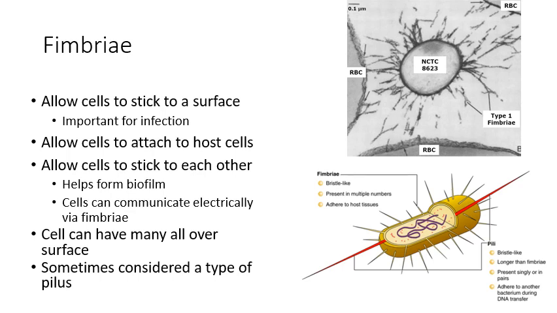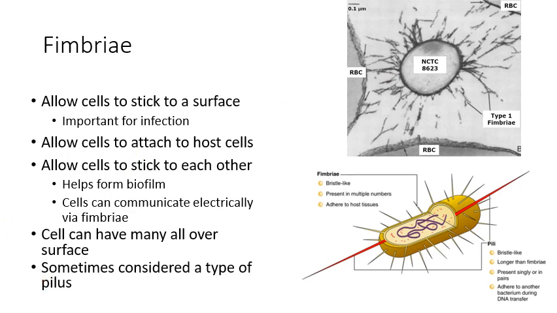Next we have fimbriae, which basically allow cells to stick to stuff. So that could be a surface, that could also be a host cell. In this image here, you have an E. coli cell that has fimbriae coming off of it. So all these little lines are fimbriae. And then it's surrounded by red blood cells on all sides. And it's actually using these fimbriae to attach to the red blood cells. So if the cell can't attach to its host, then it can't get inside the host, it can't cause disease.